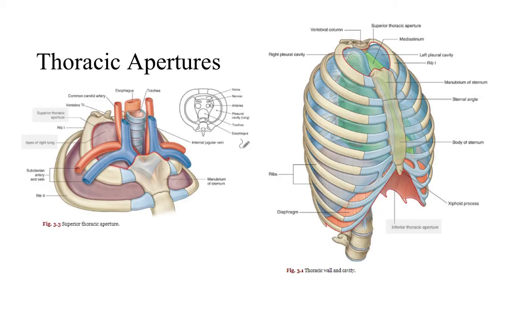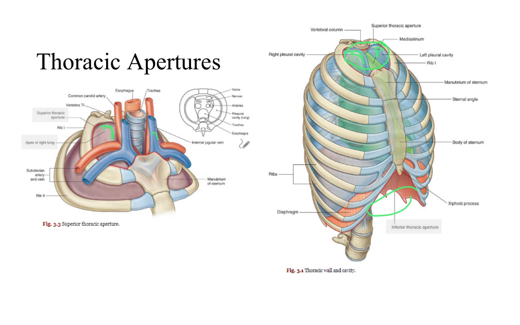All right, another term you should be familiar with are thoracic apertures. An aperture is simply an opening, and you have two apertures for your thoracic wall. There's the superior thoracic aperture and the inferior thoracic aperture. Between left and right first ribs would be your superior thoracic aperture, the opening. And if you notice what goes through that opening, of course you have pleural membranes, and the apices of the lungs would go through there.